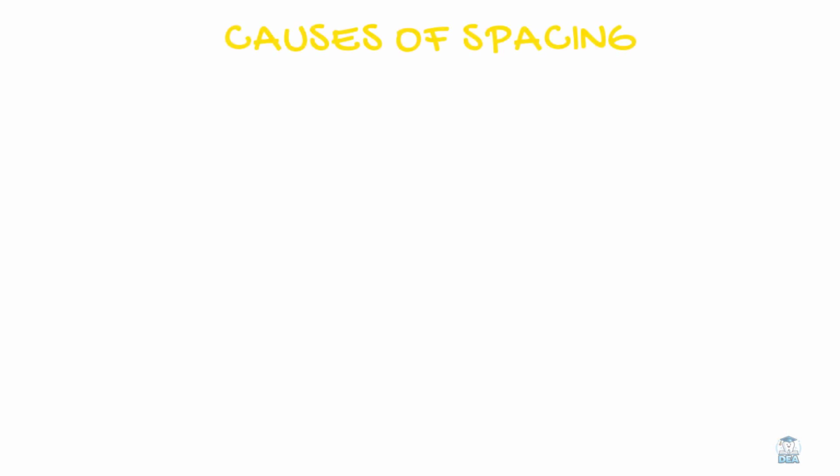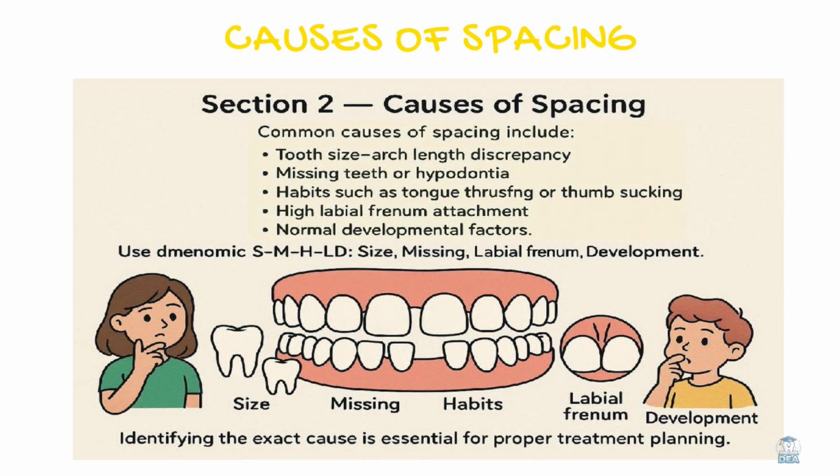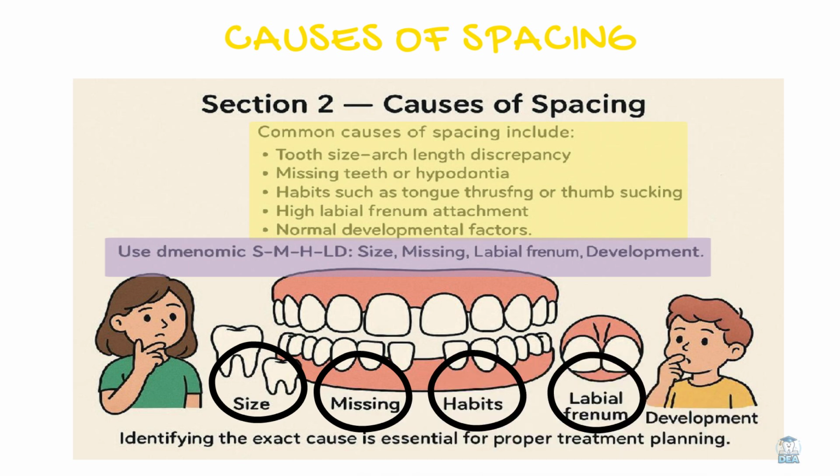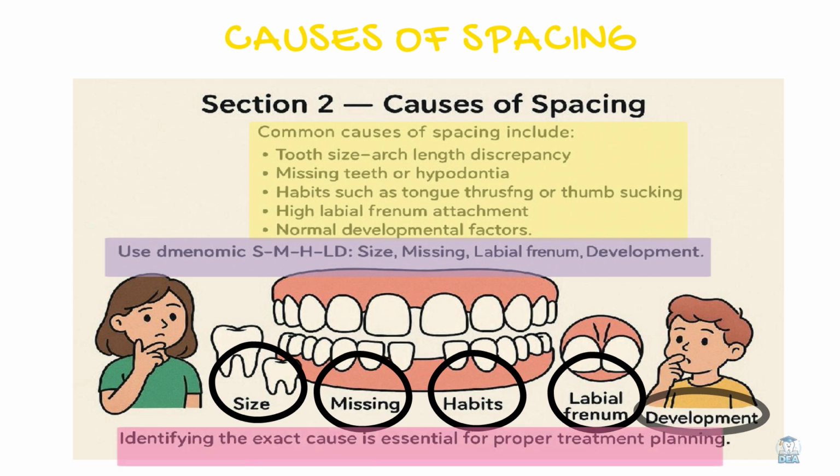Common causes of spacing include tooth size arch length discrepancy, missing teeth or hypodontia, habits like tongue thrusting or thumb sucking, labial frenum attachment, and developmental factors. Use the mnemonic SMHLD: size, missing teeth, habits, labial frenum, development. Identifying the cause is crucial for treatment planning.